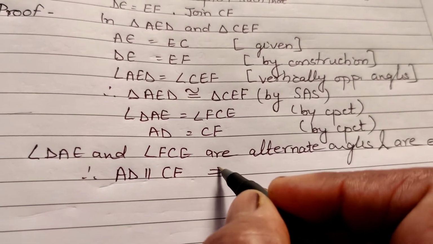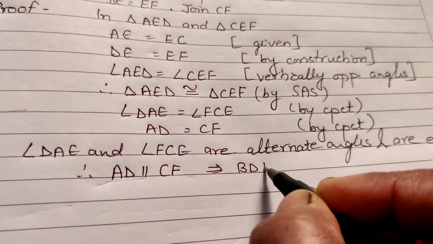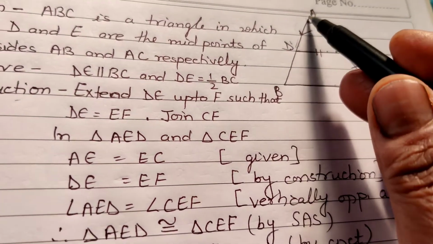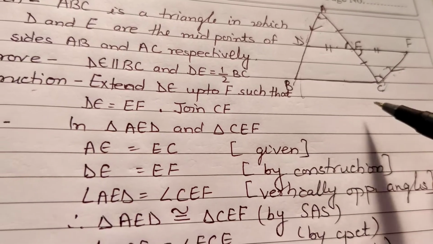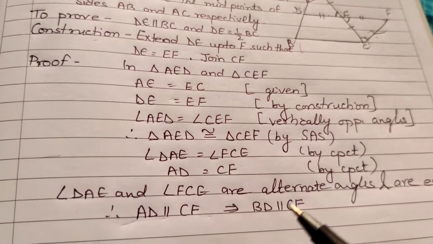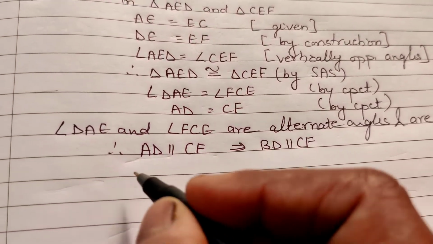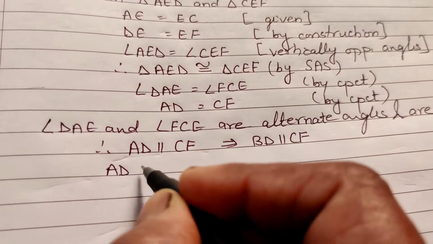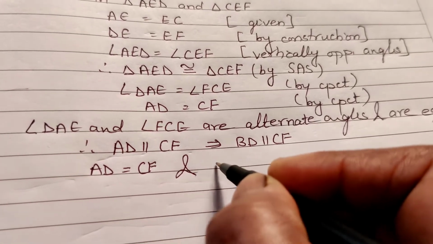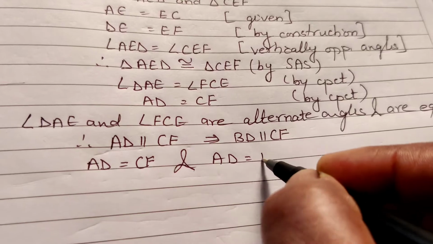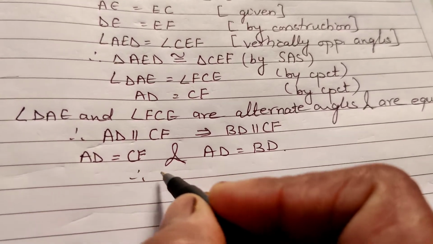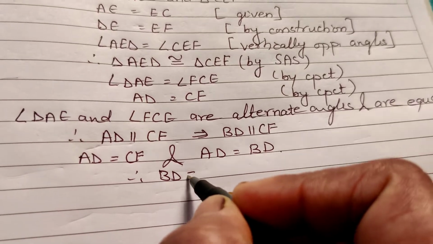It means BD, the whole line, parallel to CF. If AD parallel to CF, it means AB parallel to CF. Okay. BD parallel to CF. Now AD equal to CF and AD equal to BD because D is the midpoint. Therefore, BD equal to CF.